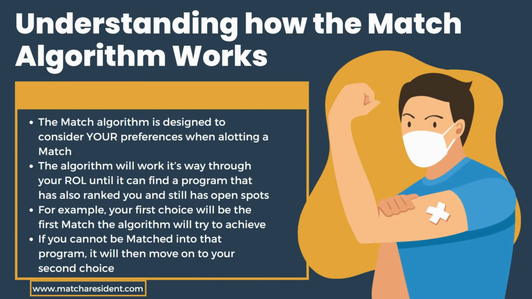Now you need to understand a little bit about how the match algorithm works. I think people tend to get confused when they're creating their rank order list. They try to game the system or they try to understand what a program is going to rank you as. We highly recommend that you don't do this. The match algorithm is designed to consider your preferences when allotting a match. So it's not going to go based upon the program's preferences. It's going to work its way through your rank order list.